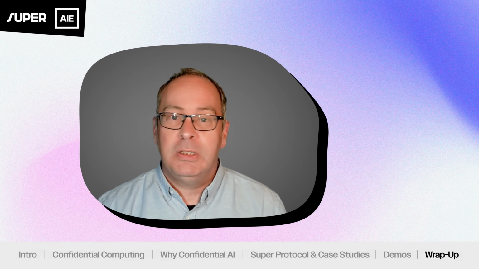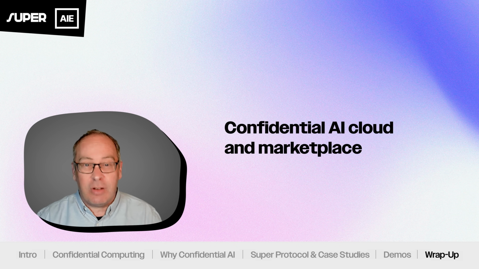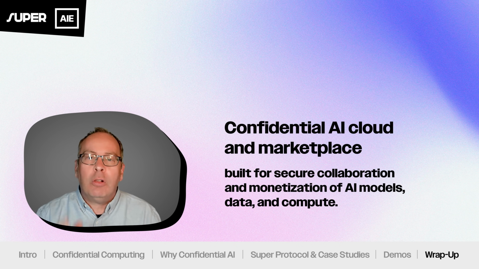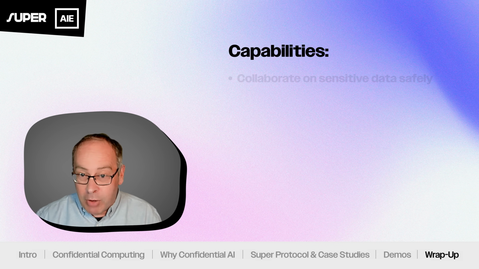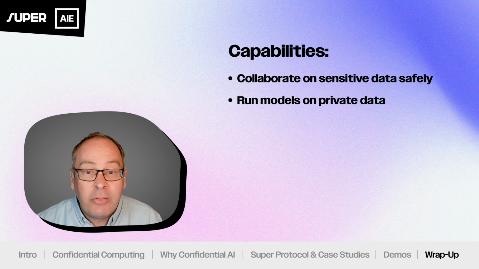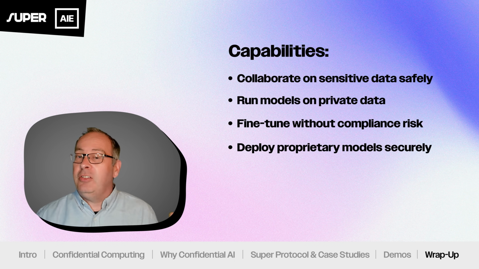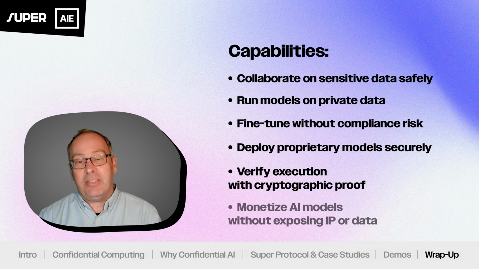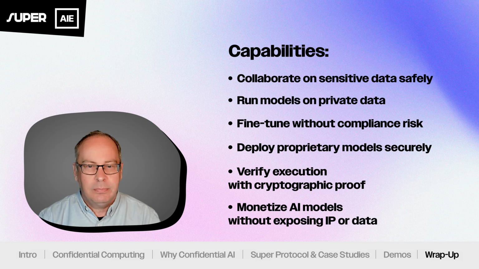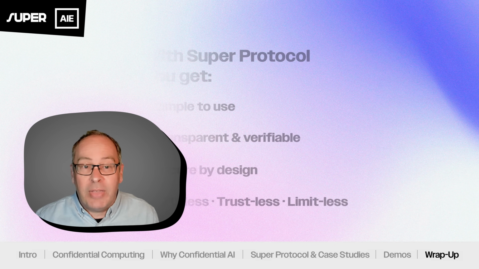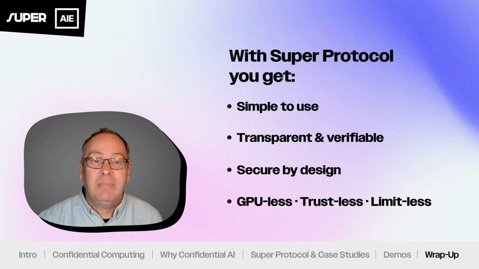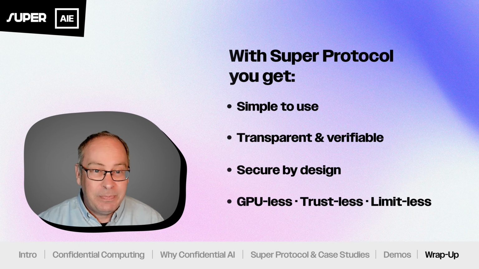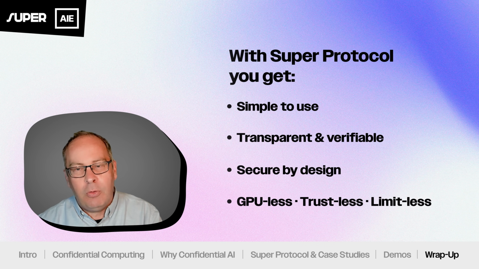It's time to recap. Throughout this session, we've looked at real-world problems, shared impactful case studies in the most data-driven industries, digital marketing and healthcare, and walked through demos showing exactly how confidential AI actually works. Running models on private data without exposure, deploying proprietary models without losing control, fine-tuning without compliance risk, and verifying execution with cryptographic proof. With Super Protocol, you get all of that in a way that's simple to use, transparent and verifiable, secure by design, GPU-less, trustless, limitless, and it's not just a concept, but a practical path forward for developers.